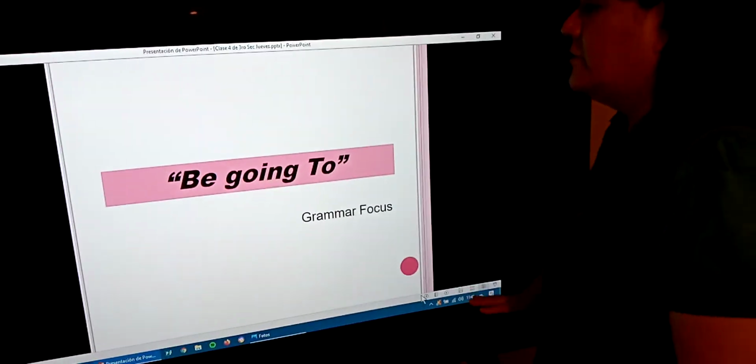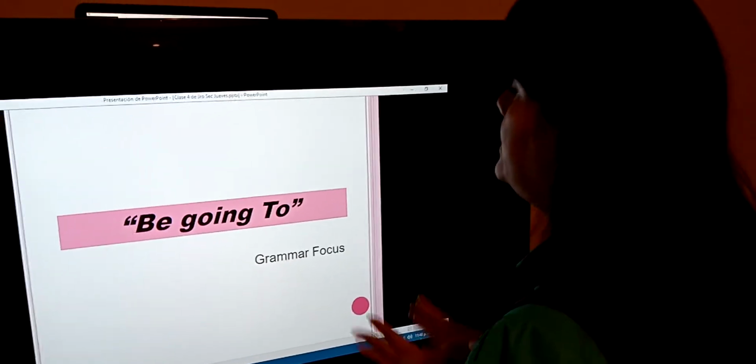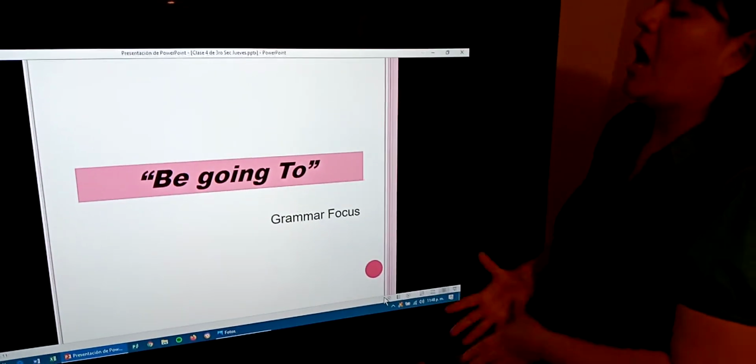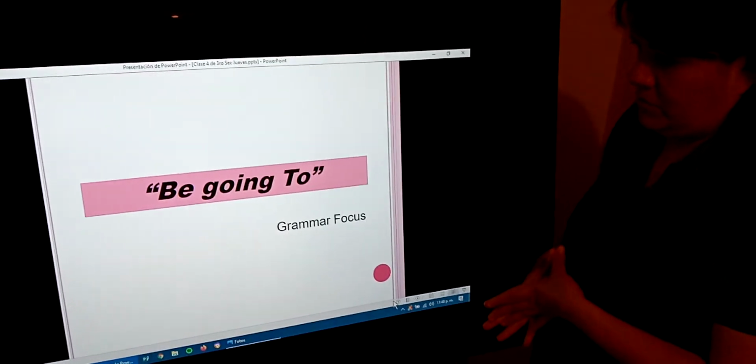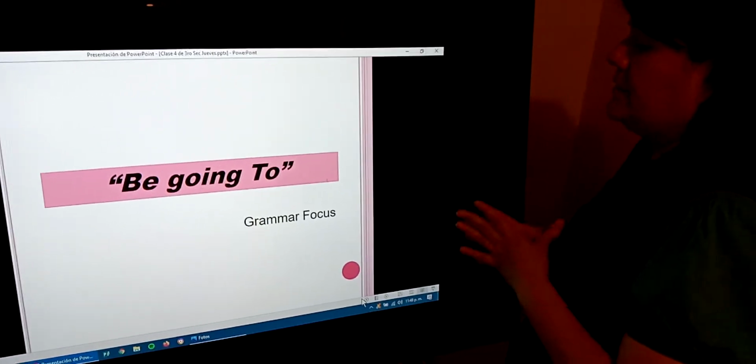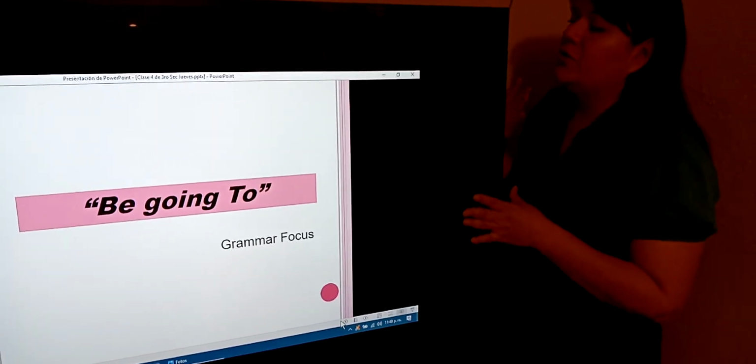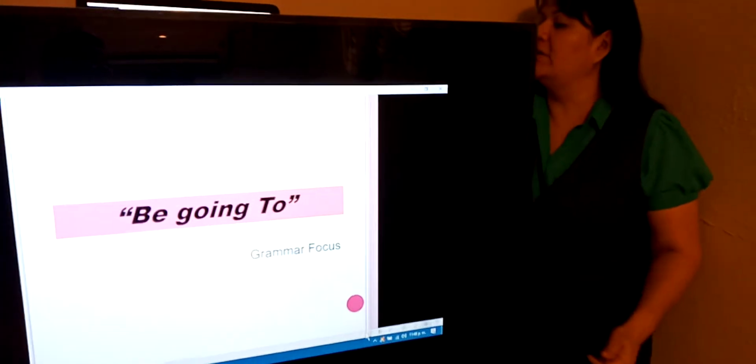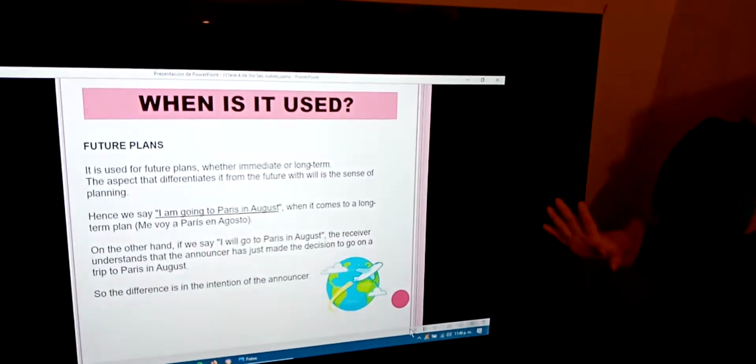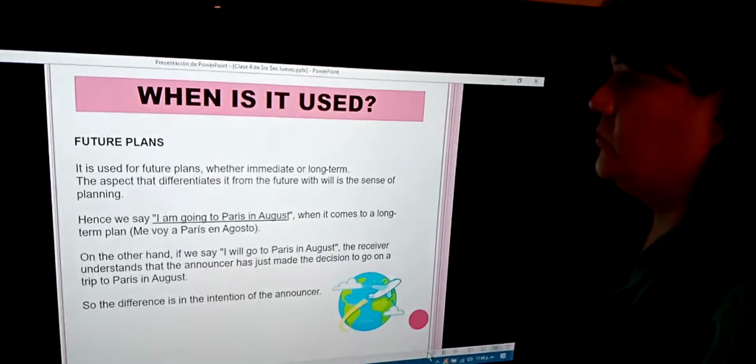In the grammar focus, let's see be going to. Okay? How to use be going to. This is the grammar focus in Unit 6. When is it used? When is it used?